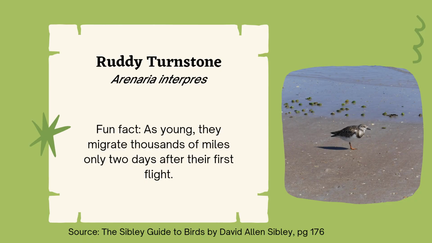And here we have a ruddy turnstone or Arenaria interpres, and so they have speckled white and brown wings and back, as well as a short black beak, orange legs, and a white belly. And so as young, they'll migrate thousands of miles only 2 days after their first flight.